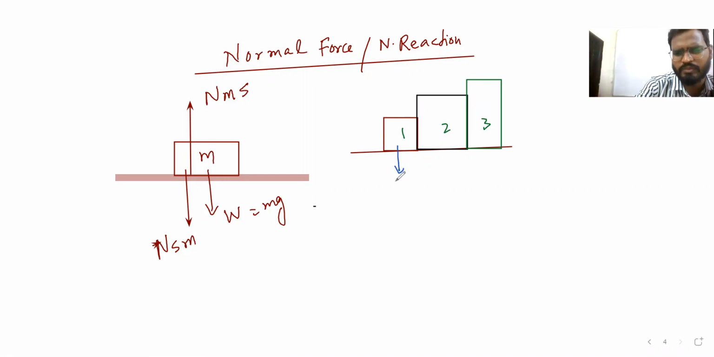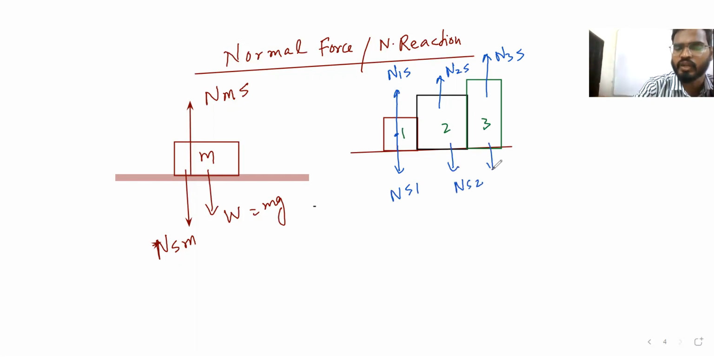So of course guys, there will be weight. Let's take 1 kg mass. So there will be weight here. Okay, we are going to do only what? Normal forces. So of course normal force on 1 kg due to the surface, normal force on 2 kg due to the surface, normal force on 3 kg due to the surface. So here also what? Normal force on the surface due to 1 kg, normal force on the surface due to 2 kg, normal force on the surface due to 3 kg.